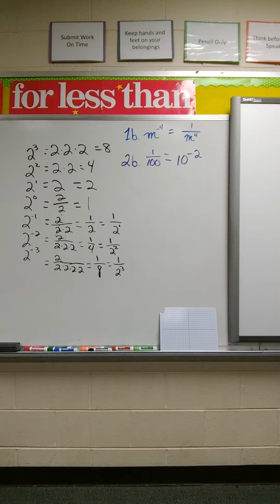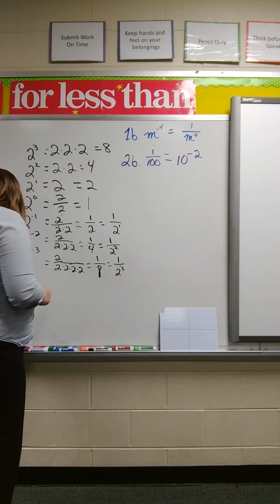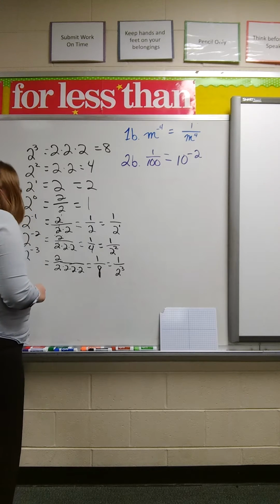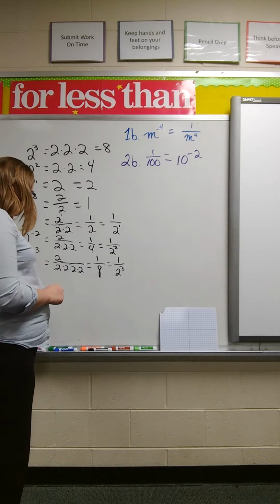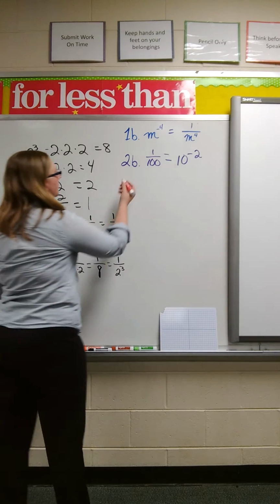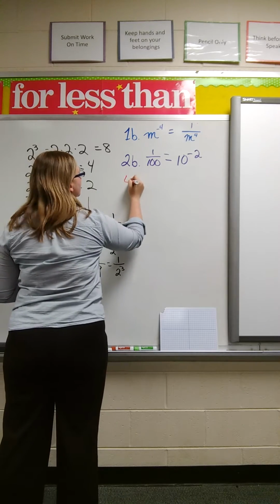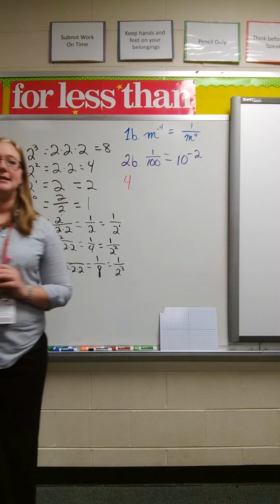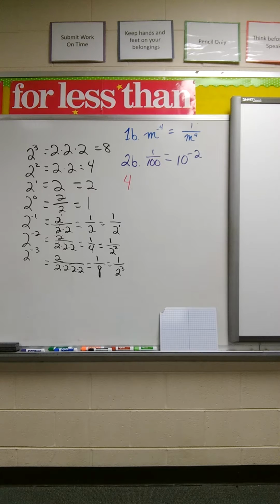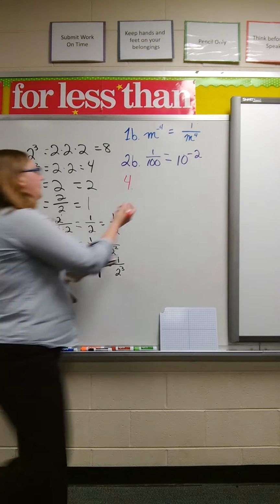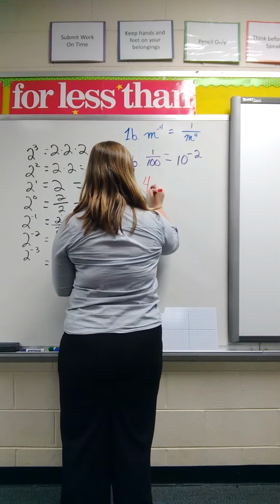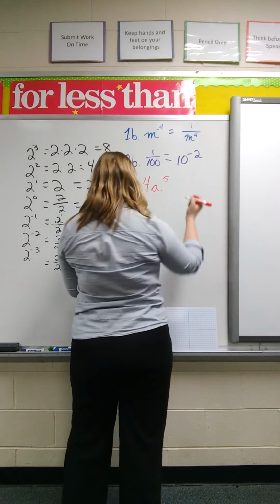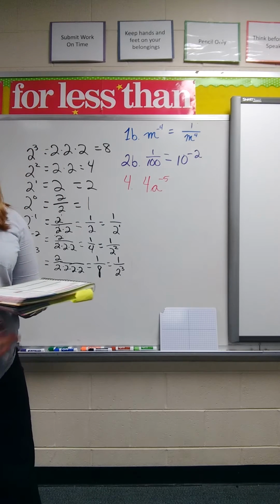Before I set you free today, look at example 4 on page 143. Yes, we're looking at 143. Example 4 asks us to evaluate 4a to the negative fifth if a equals negative 2.